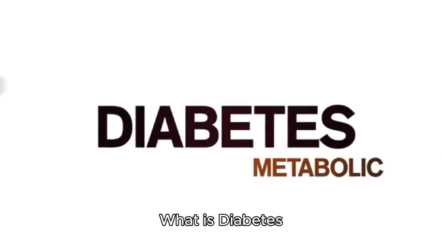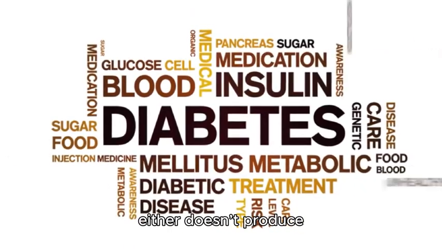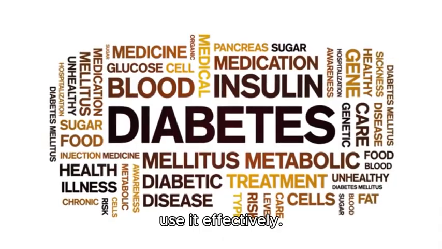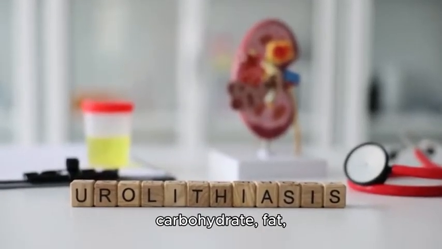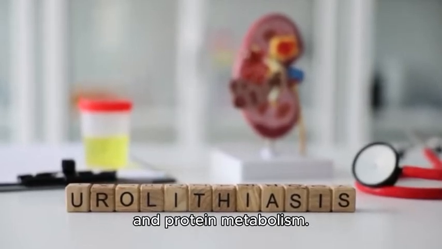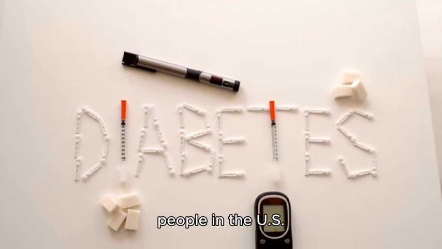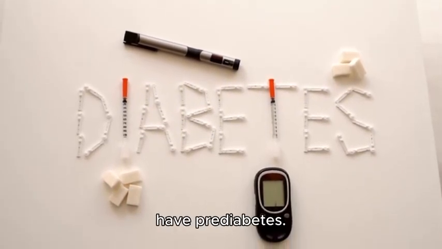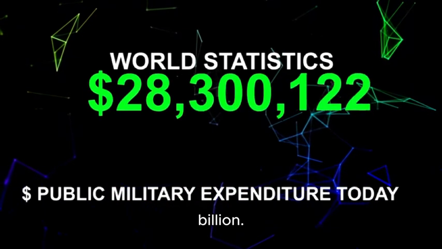What is diabetes mellitus? Diabetes is a condition where the body either doesn't produce enough insulin or can't use it effectively. This leads to problems with carbohydrate, fat, and protein metabolism. Let's talk numbers. Over 34 million people in the US have diabetes, and a third of all adults have prediabetes. The annual cost: $327 billion.